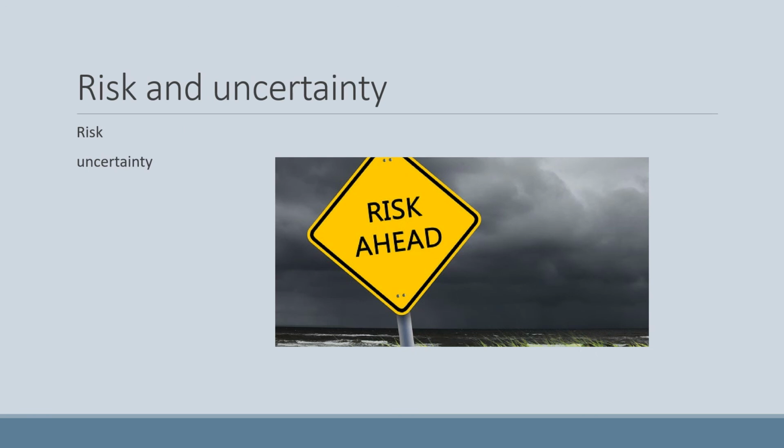Anytime we're looking at economics, we have to deal with risk and uncertainty. Risk is the probability of a negative event. We could also say it's the likelihood of an event occurring. We could be looking at magnitude.